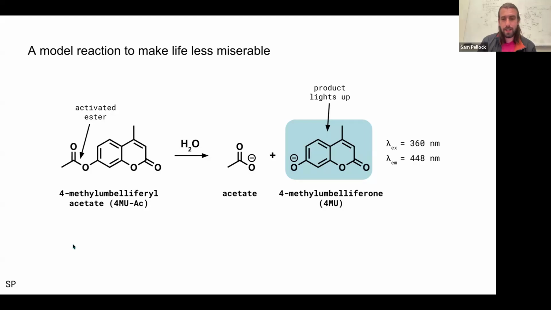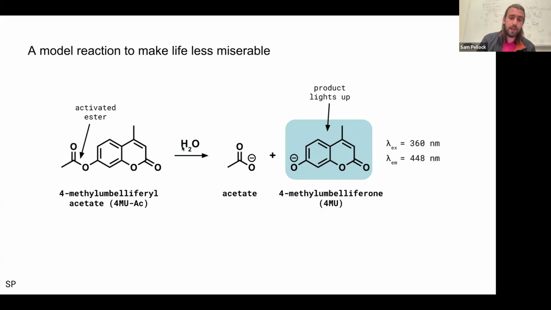The one that Anna and I picked is very similar to ones that people have been going after for decades, and it's ester hydrolysis. The substrate that we selected for this is an activated ester, 4-methyl umbelliferyl acetate, and we used a couple different acyl groups with this substrate. The nice thing about this is that, one, it's an activated ester, so this 4-methyl umbelliferyl group is a good leaving group, and so it hydrolyzes a little bit more easily.